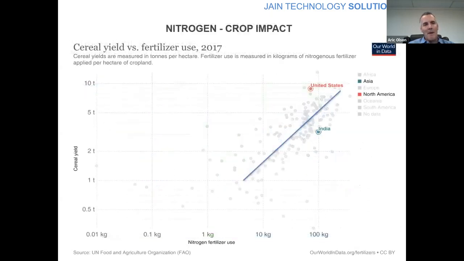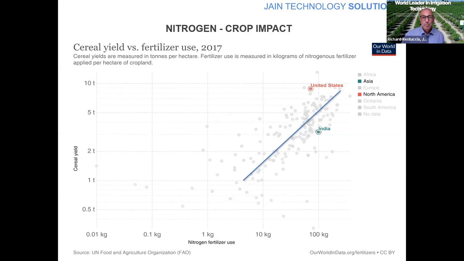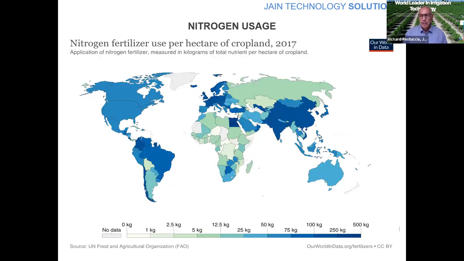So Eric, Asia, with a little bit more than 40% of the world's population, is using a lot of nitrogen. Is there anything we can learn from them as a result of seeing the amounts of nitrogen they're using?